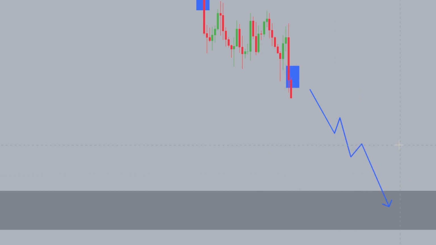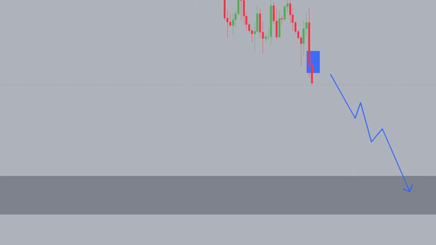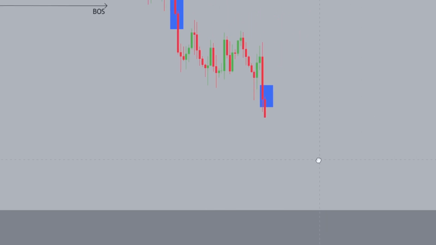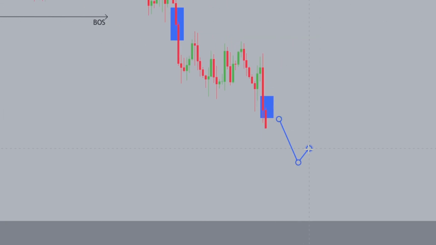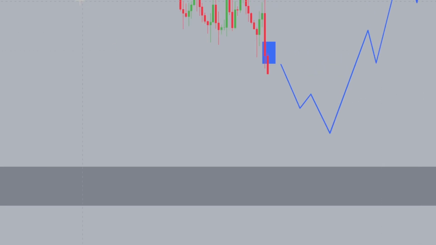However long it takes, I think it may take 1 or 2 weeks, but ultimately this daily POI becomes our target. So I am overall bearish on GBPUSD unless price wants to get down to this level before giving somewhat of a H4 correction before ultimately getting down here. But this POI is the ultimate target on GBPUSD.